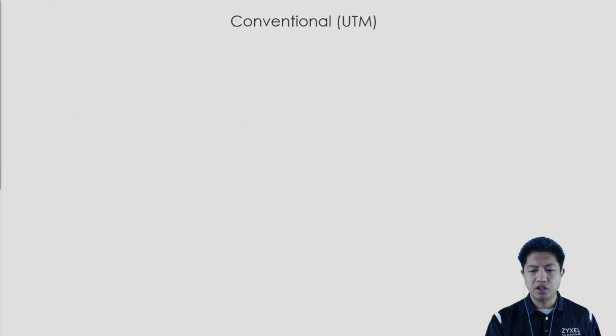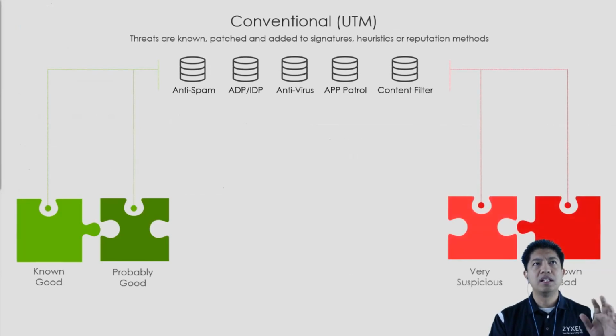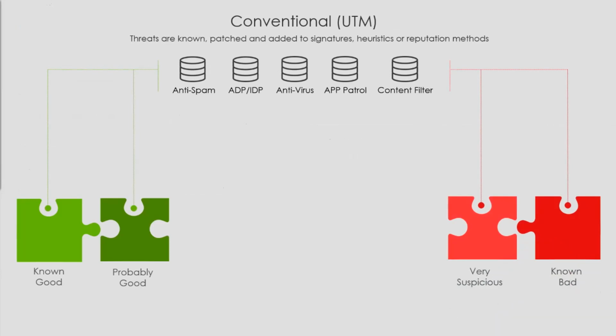So based on the scan classification that UTM does, it will look at anti-spam, antivirus, application control, content filtering. It can see that, hey, these are either known good packets, or known bad packets. So it can decide whether to pass or fail, right? So that's the easy scenario.